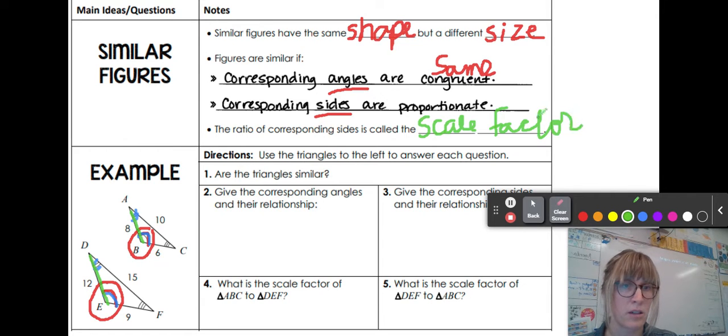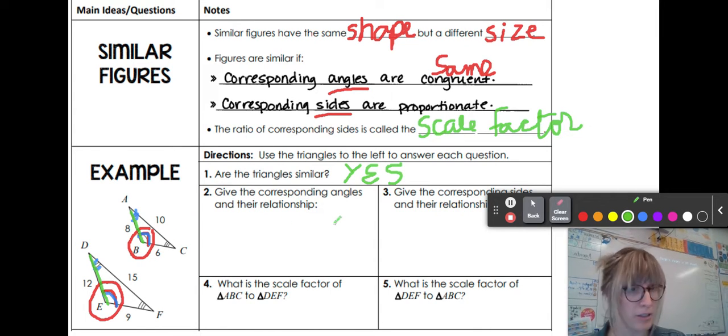Scale factor. All right. So if we dig into that and do an example with these triangles here, we're going to use the triangles to answer the question. So first question is, are the triangles similar? And based on what we just explored, right, we know that B and E are corresponding angles. They're congruent. They're the same size, the same degree, as is D and A, and as is C and F, right, per their marks. So in that case, we know that this is a situation where the triangles are similar.